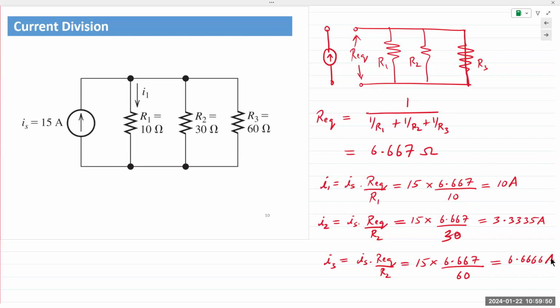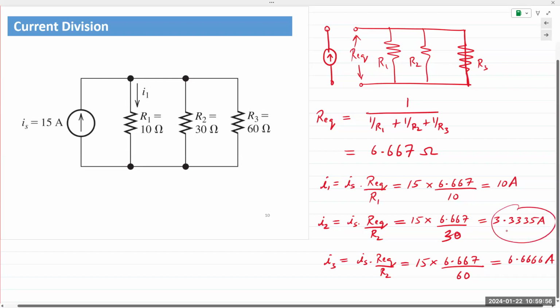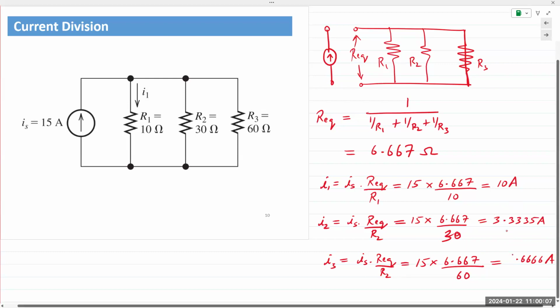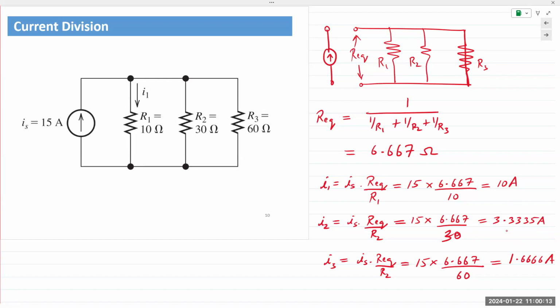6 times as much. No, wait. That's incorrect. Is this 6.66? Uh, 1.66. 1.66. Okay. There you go. 1.66. KCL to double check. And all three of them should add up. So it's 4.9999. So 5, and 10 makes sense.